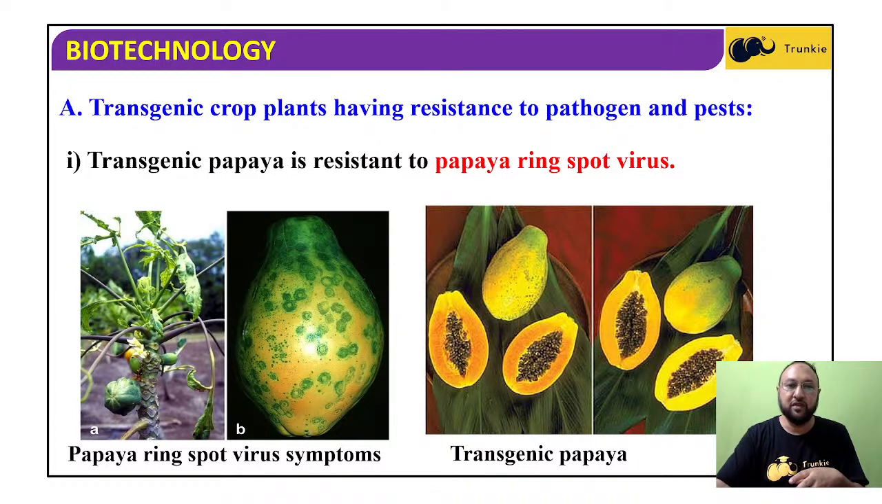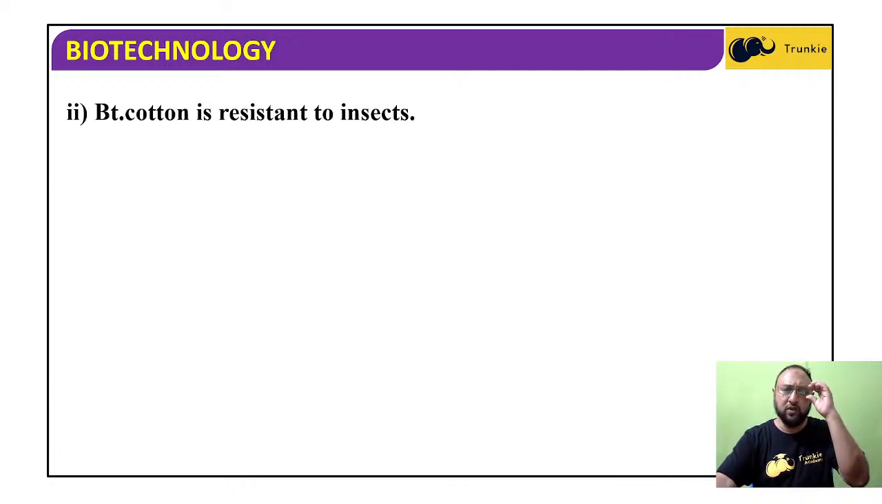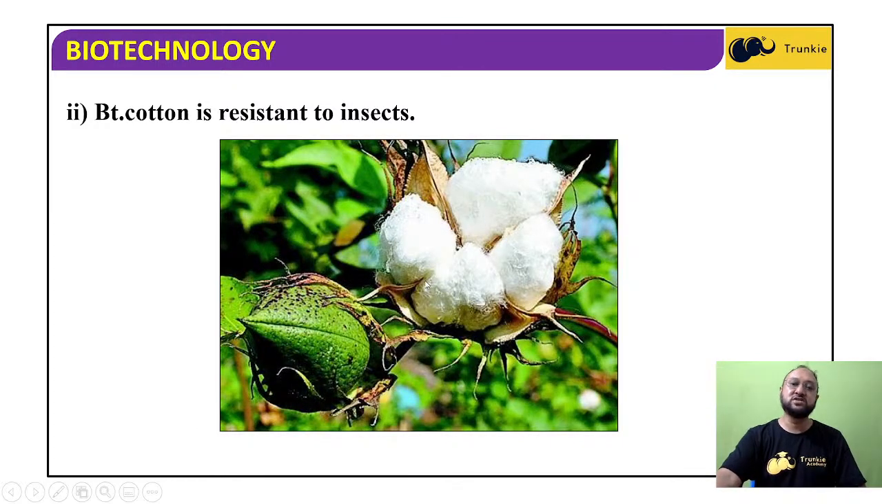So this is another example of a transgenic plant, transgenic papaya. Bt cotton, I told you a lot about in the previous classes: how Bacillus thuringiensis gives its name, and how the toxic substances are produced as crystals. When ingested by the insects, they dissolve in the alkaline pH of the insect gut, and the toxin causes pores in the epithelial cells of the midgut, and the insects are killed. That is Bt cotton, resistant to insects.